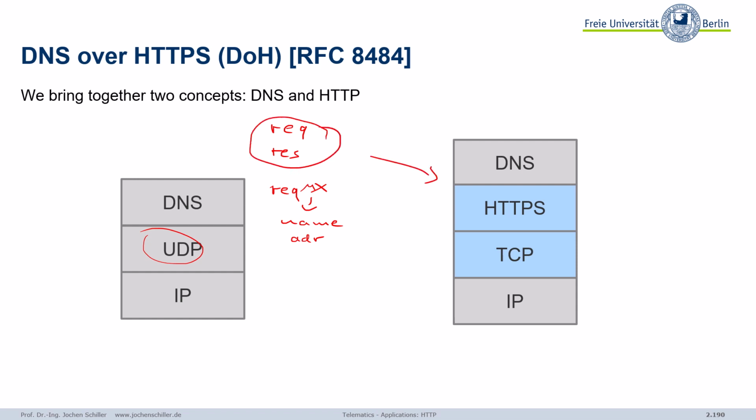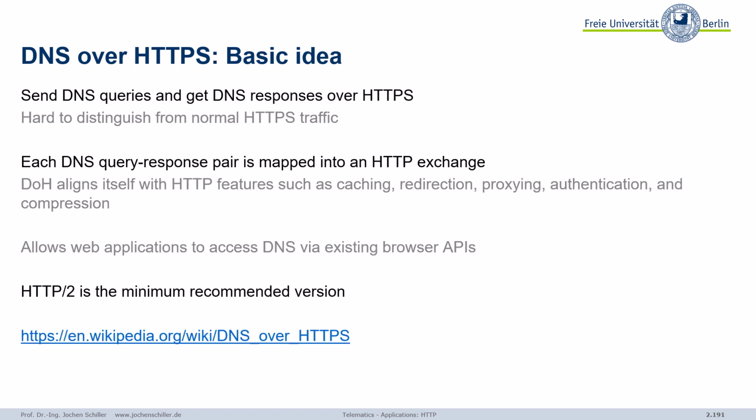That's exactly what we do in HTTP. There's also request-response. So why not use HTTP for DNS requests? Because this also transports requests and gives us responses. So what is the idea here? Why not send the DNS queries over HTTPS and also get the DNS responses over HTTPS?